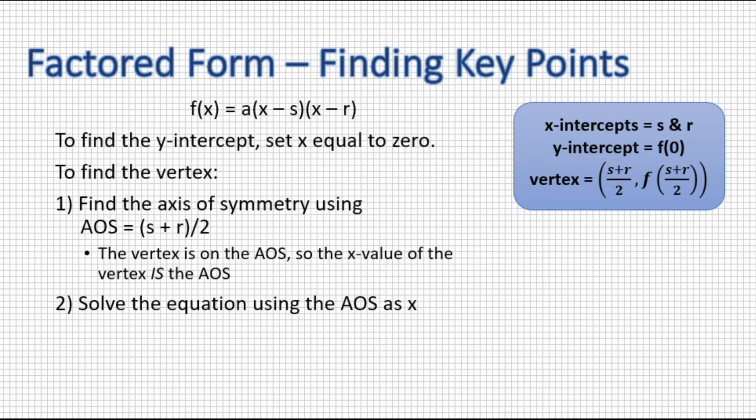So looking for those key points. Key points for any parabola tend to be the vertex, the x-intercepts, and the y-intercept. That's the thing you kind of have to be able to find from any form. So let's go through how we're going to do that for factored form. We already found the x-intercepts, s and r. If I want to find the y-intercept, I'm just going to find f of 0, which means set x equal to 0, and find out what the graph is doing when x is 0.